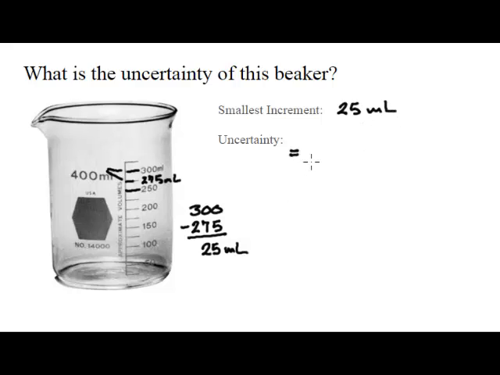If I want to find the uncertainty, that is 25 milliliters divided by 2. And when I do the math, I use a plus or minus to indicate that this is an uncertainty: 12.5 milliliters.